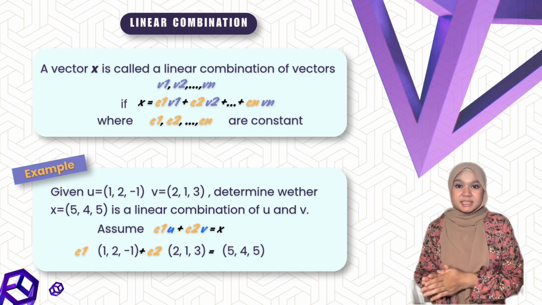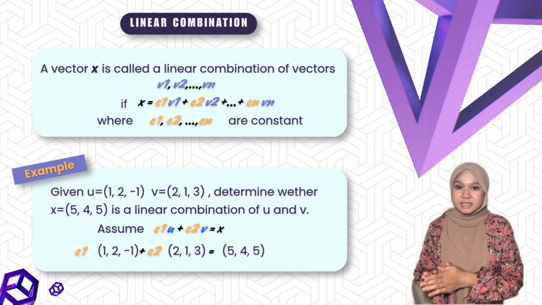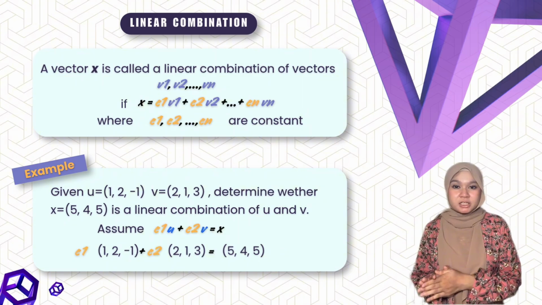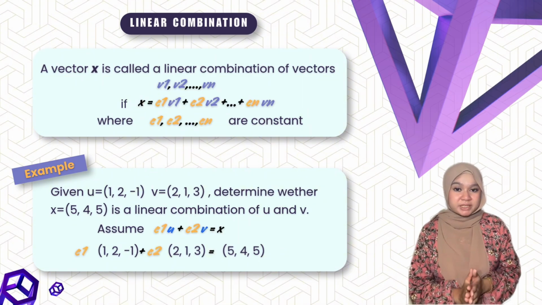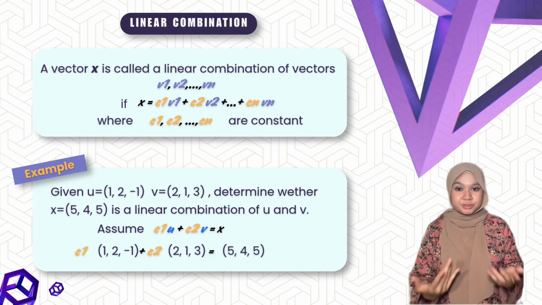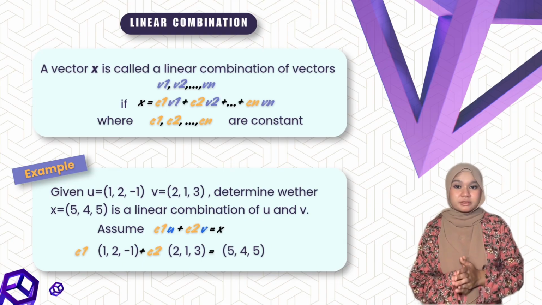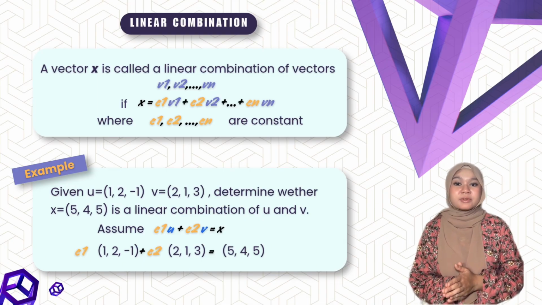A vector X is called a linear combination of vectors if X can be written as a combination of several vectors multiplied by some constant. These constants are represented by C1, C2, and so on. In simple words, we want to check whether a vector can be formed from another vector.